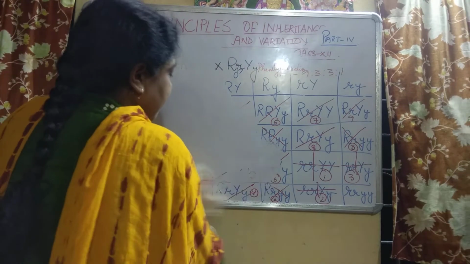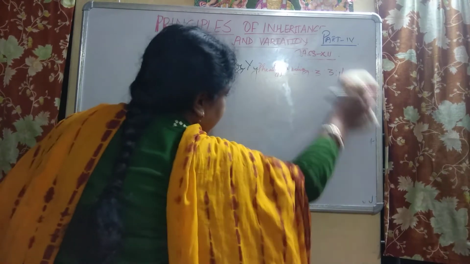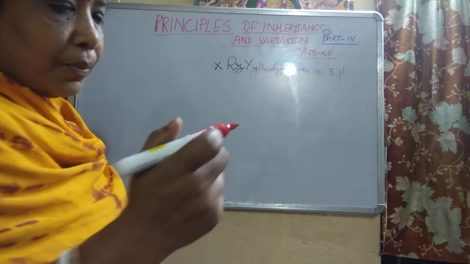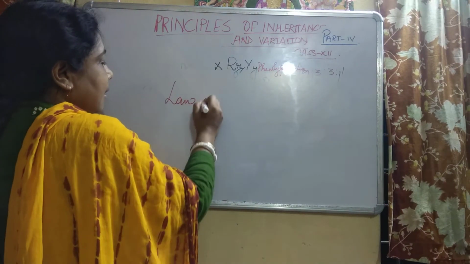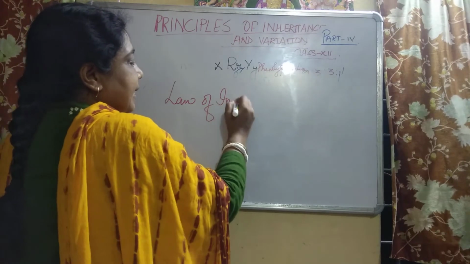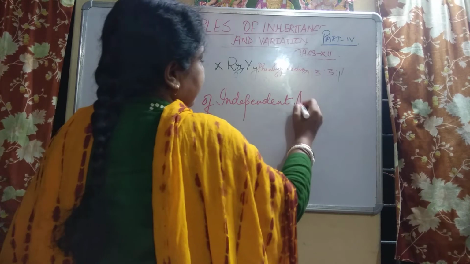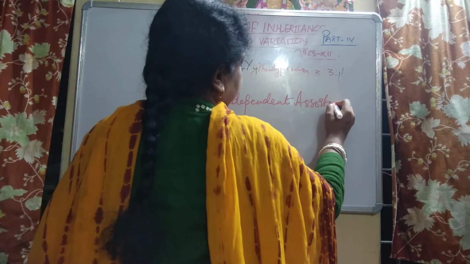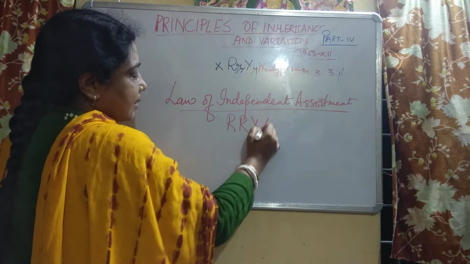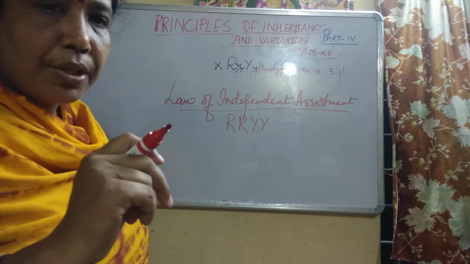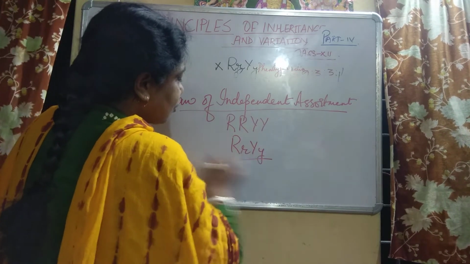So you see, with this dihybrid inheritance, after the conclusion of this, Mendel proposed another law of inheritance. That law is known as the law of independent assortment. You saw how in the gamete formation, what did you see? You saw this one, this combination also.